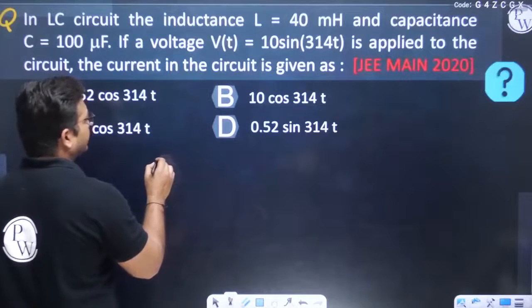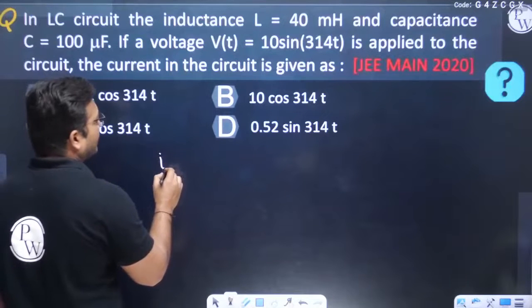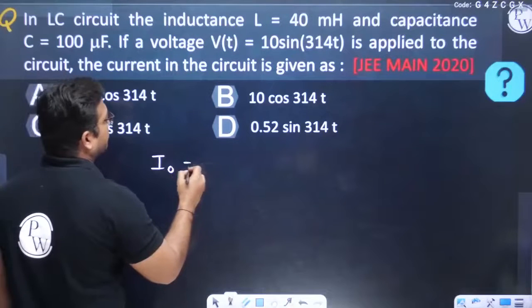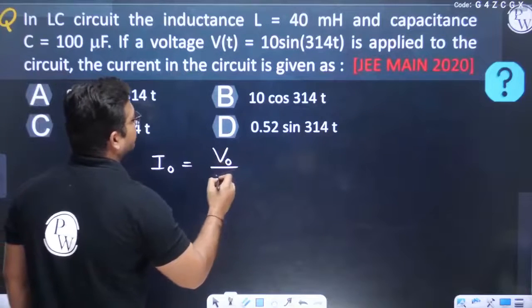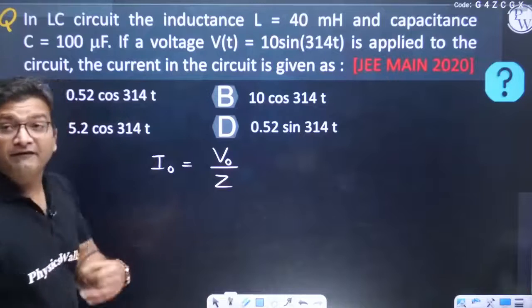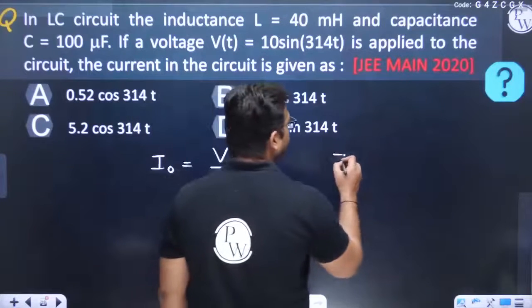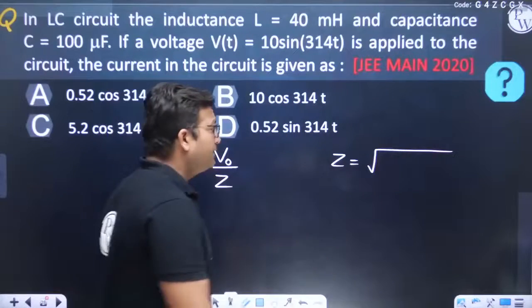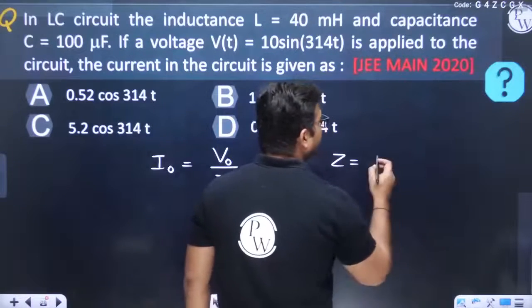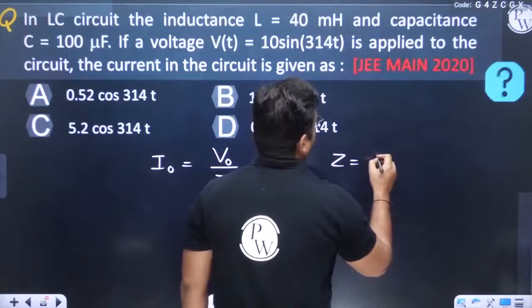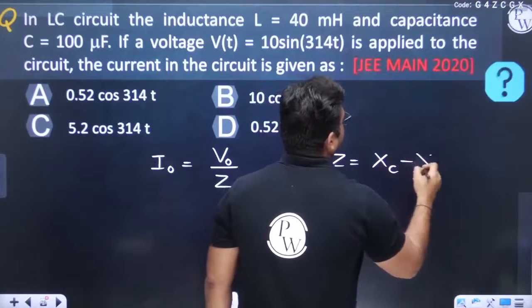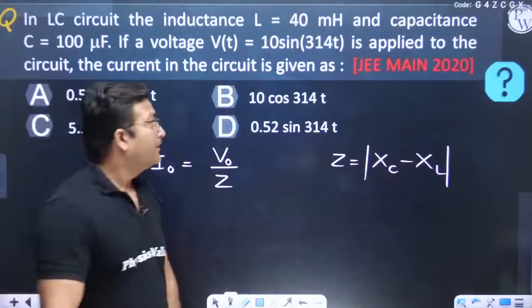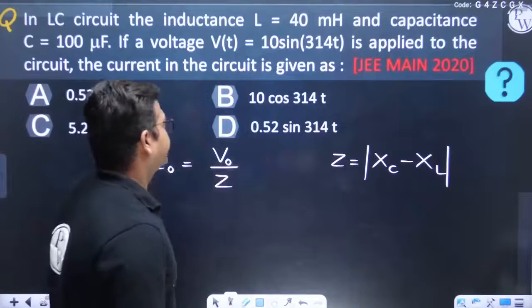The maximum current in the circuit is given by maximum voltage divided by Z. As we do not have any resistance, I think you remember Z is equal to the square root of R square plus X square, but R is 0, so it will be the square root of X square only. So X is equal to mod of XC minus XL.